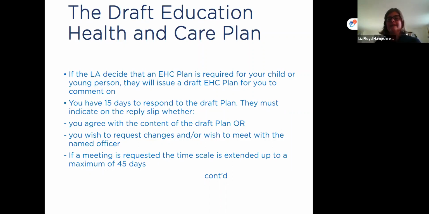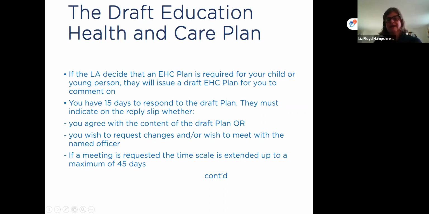Okay, and if there's quite a bit you'd like to change, or if there's quite a bit wrong with it, it's sometimes good to discuss this in a meeting with SEN. And if you do ask that, you have to expect a time delay on the publication of the final plan. That will extend the time frame up to a maximum of 45 days before you might get the final plan back. Okay, so that is that.